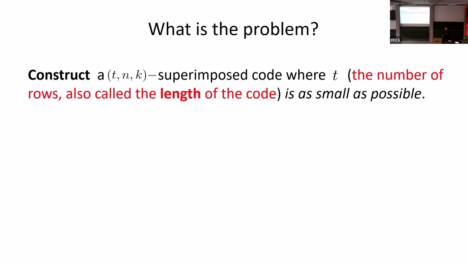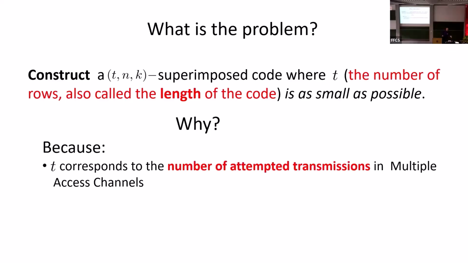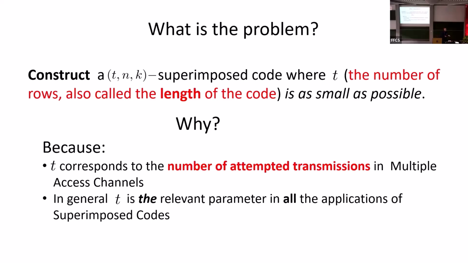What is the problem? Well, the problem is to construct codes with this property. And the basic parameter is that the length of the code must be as small as possible. Why? Because the length of the code corresponds to the number of attempted transmissions, and we want the protocol to terminate as soon as possible. In general, T is the relevant parameter in all the applications that I discussed before. Everybody wants to find a superimposed code with a short length, okay?